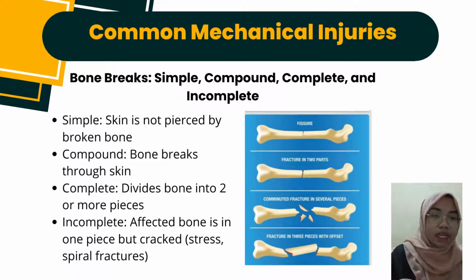On the slide, we can see the diagram of the bones: the fissure bone fractured into two parts, the comminuted fracture in several pieces, and the fracture in three pieces with offset.